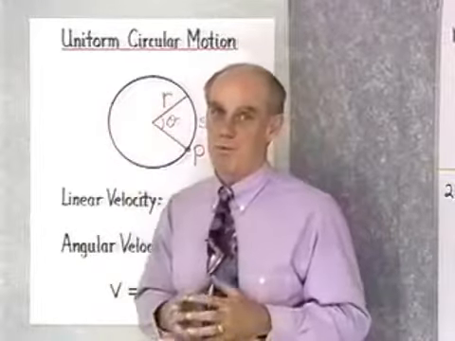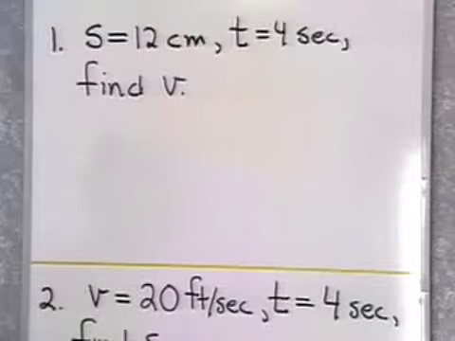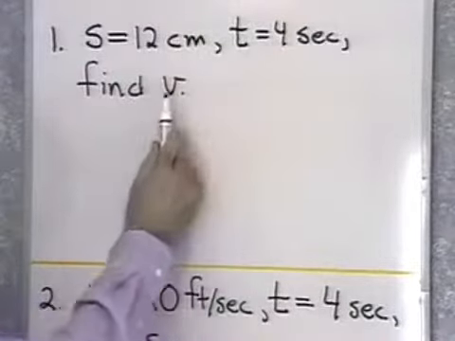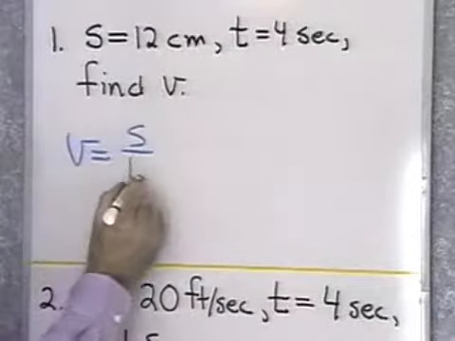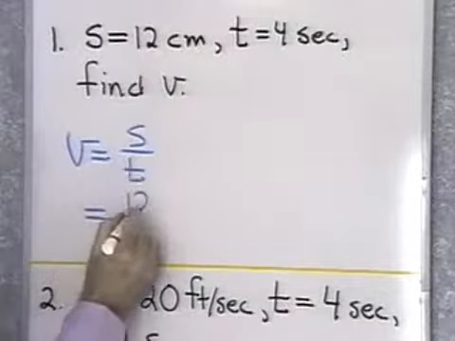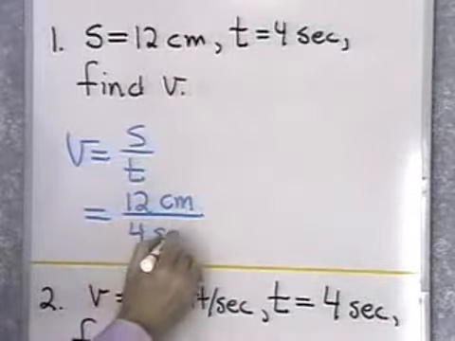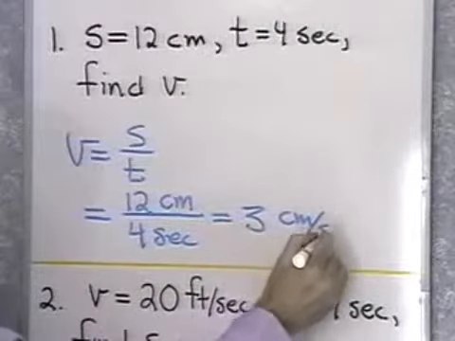So let's go to the board now and work some problems that involve uniform circular motion. Suppose that the distance s that's traveled along the circumference of the circle is 12 centimeters, and it takes 4 seconds to do that. Let's find v. Well, v is equal to s divided by t. That's going to be 12 centimeters divided by 4 seconds, and that will come out to be 3 centimeters per second.